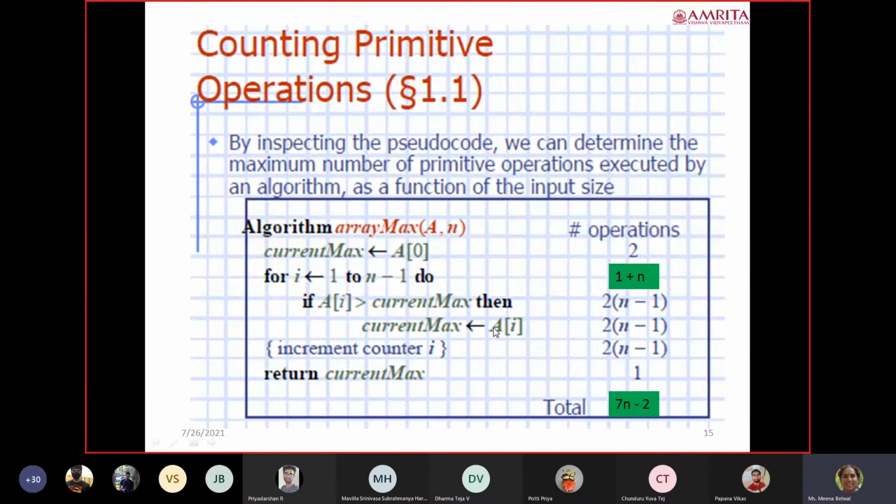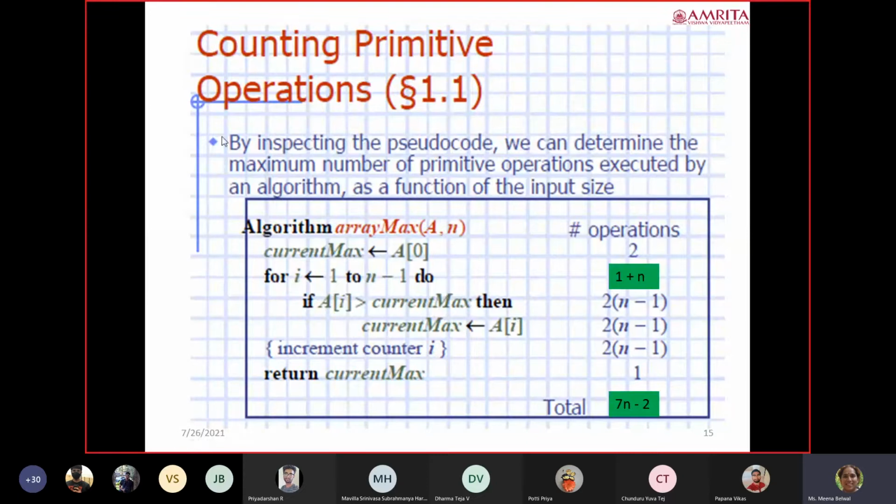And then current max becomes A[i]. Again, there are two operations. A[i] is one operation, and it is assigned, that is another operation, two operations. And this is going to execute inside the for loop n minus 1 times. But this line will be executed when, in the worst case.